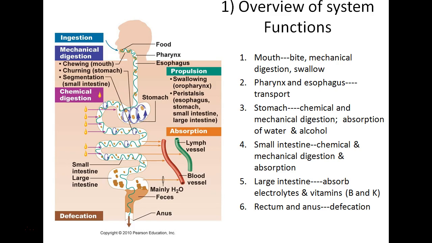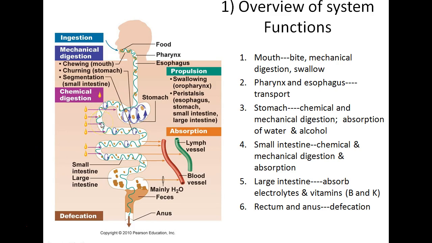A big misconception is that the stomach is in charge of absorption of nutrients, and that is not the case. As we'll see soon, the small intestines have that job of absorption of nutrients. The only things that can really absorb into the stomach are water and alcohol, and possibly aspirin. Okay, from the stomach, the contents then move into the small intestine.